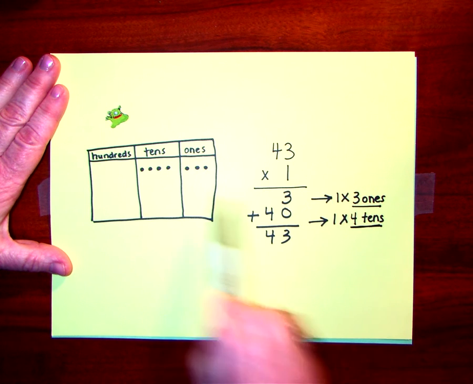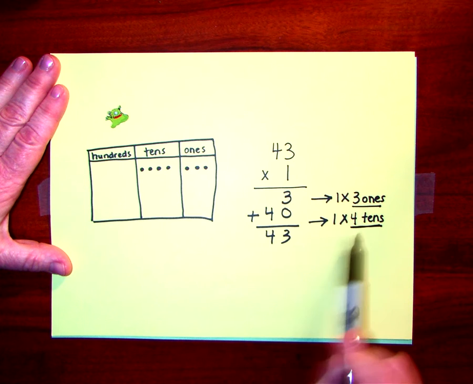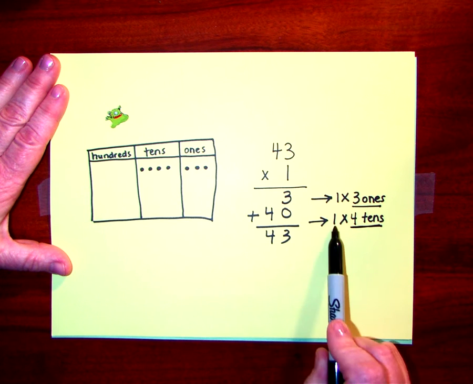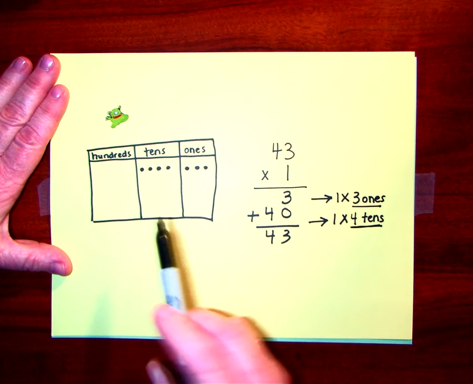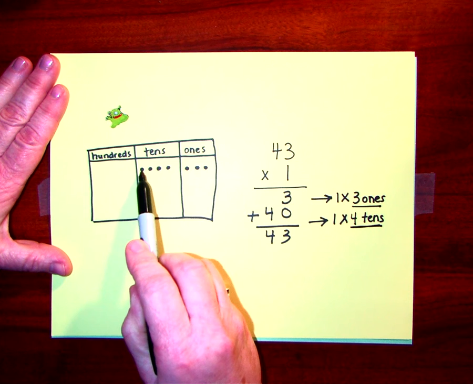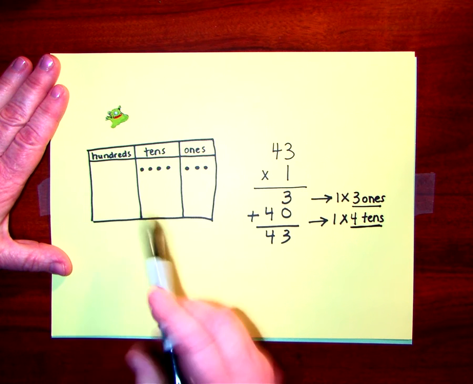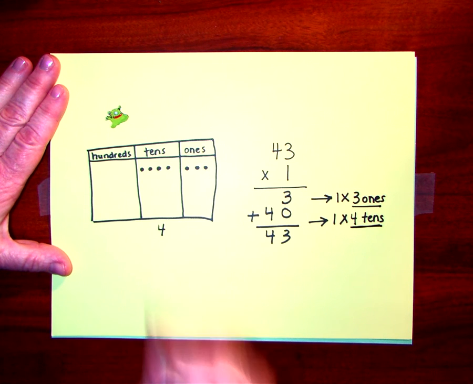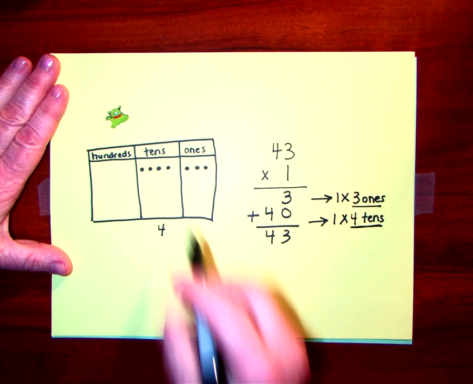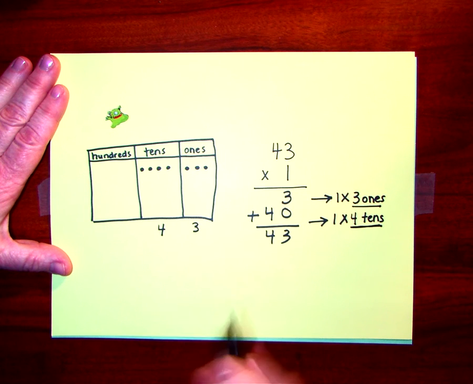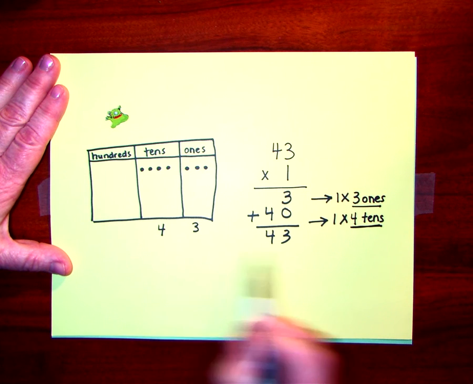To represent that in a place value chart, I'll want to think about, I have 3 ones one time. I have 4 tens one time. And when I count those up, 10, 20, 30, 40, I know that I'll use 4 to represent in the tens place and 3 in the ones place, and my products will match.